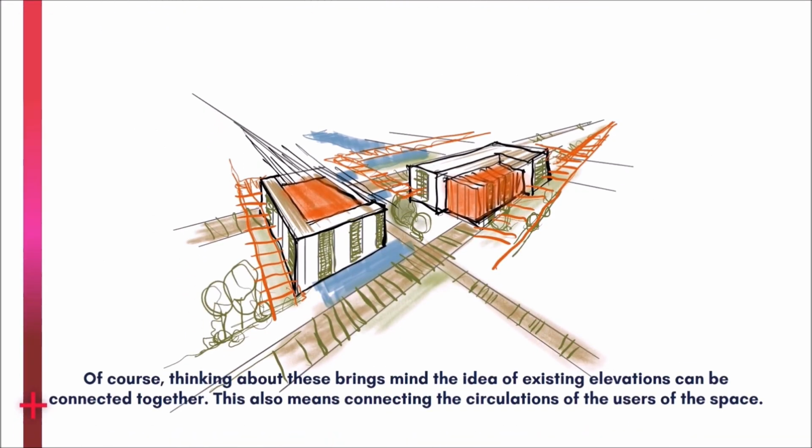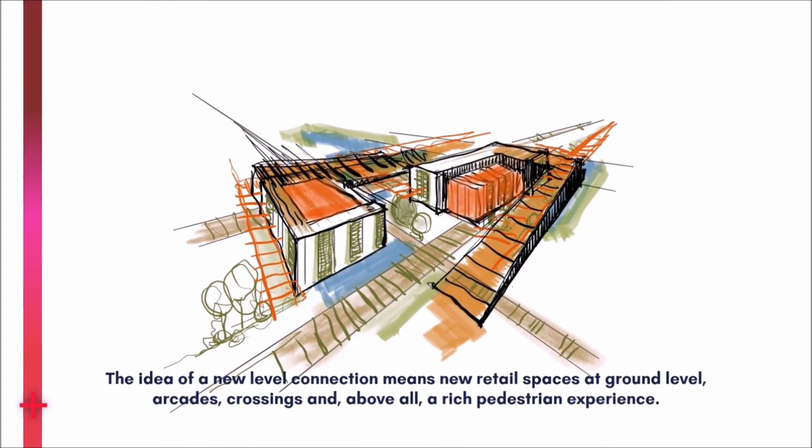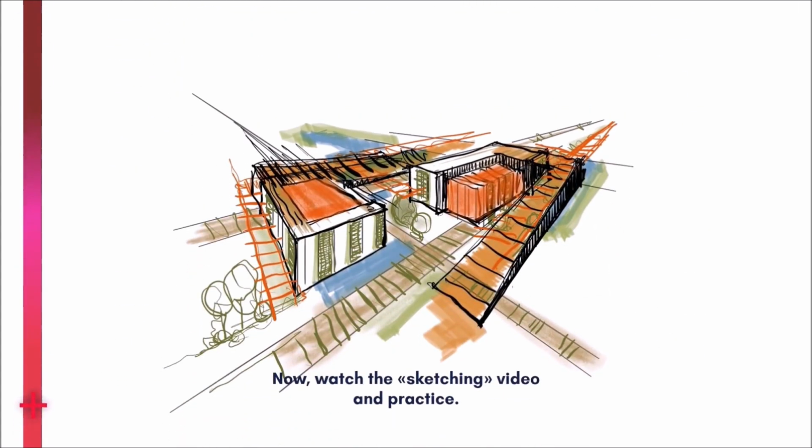Of course, thinking about these brings to mind the idea that existing elevations can be connected together. This also means connecting the circulations of the users of the space. The idea of a new level connection means new retail spaces at ground level, arcades, crossings, and, above all, a rich pedestrian experience. Now watch the sketching video and practice.